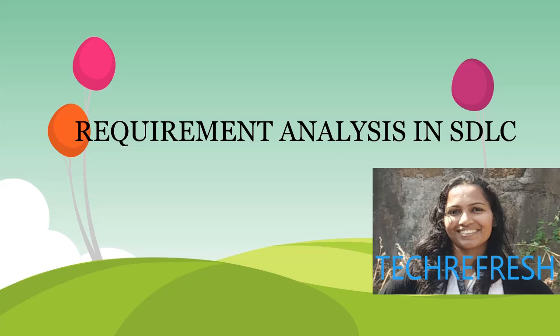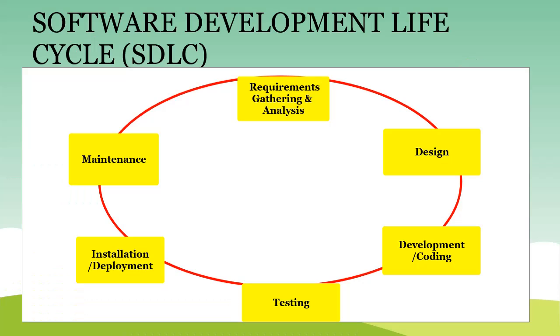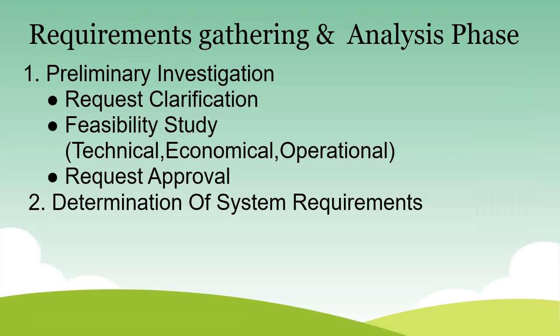This is Sarah. So today I'm here with another video, requirement analysis in software development lifecycle. As I already discussed in the last video, the software development lifecycle or SDLC includes 6 different phases. The first phase is the requirement gathering and analysis phase, the second one is the design phase, the third one is the development or coding phase, and then comes the testing phase, the next one is the installation or deployment phase, and the last phase is the maintenance phase. So let's look into more details of the requirements gathering and analysis phase.